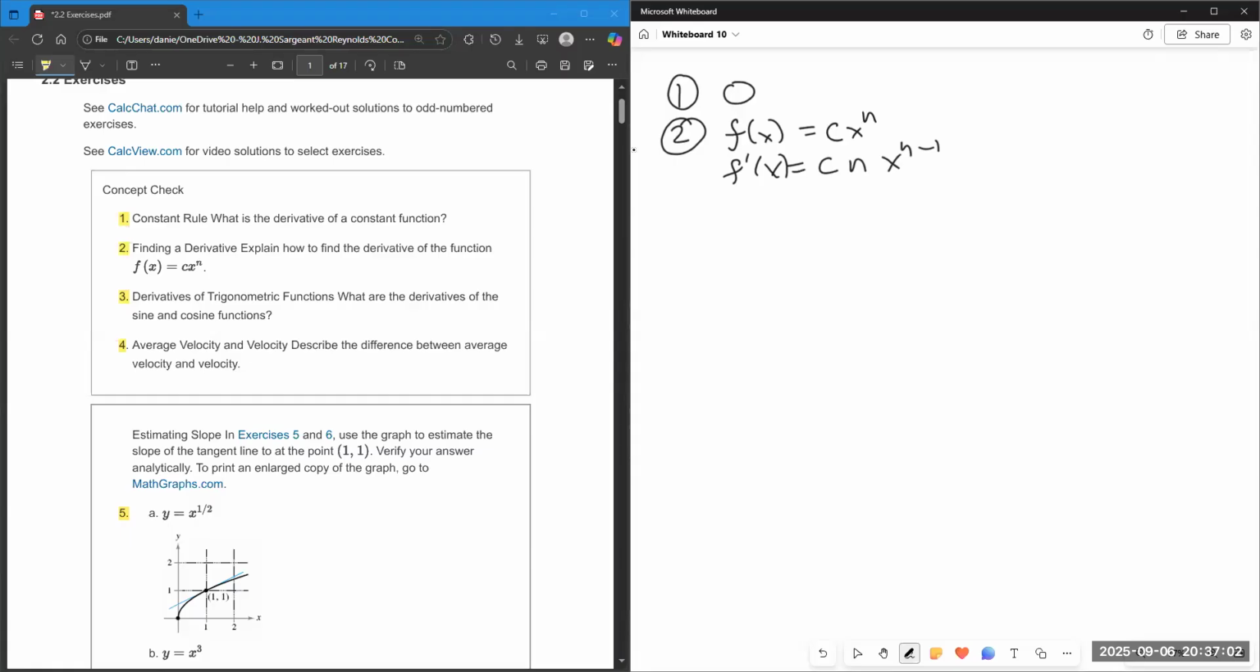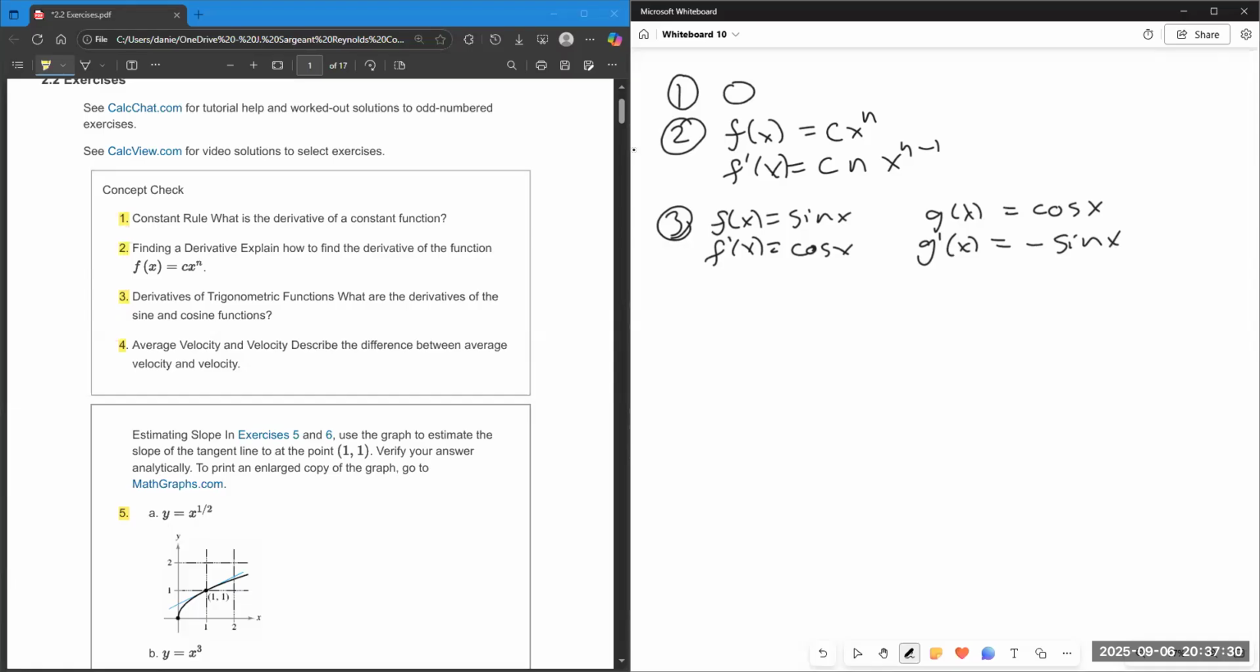Derivatives of trigonometric functions: what are the derivatives of sine and cosine functions? So if f of x is sine x, f prime of x is cosine of x. If g of x is cosine of x, g prime of x is negative sine x. Our co-functions are going to have negative derivatives. That will be a pattern that we'll see.